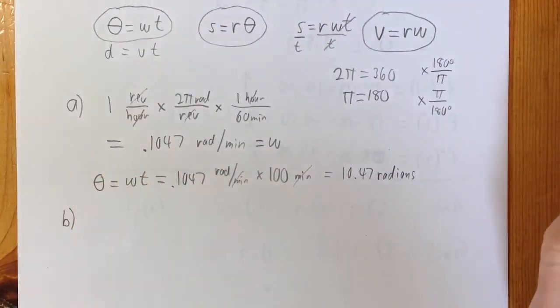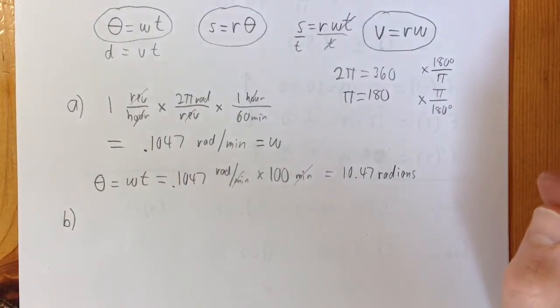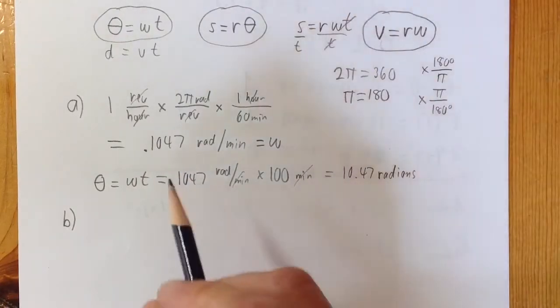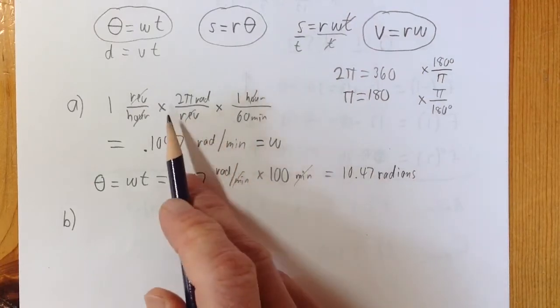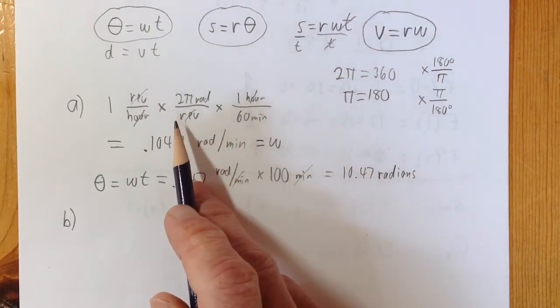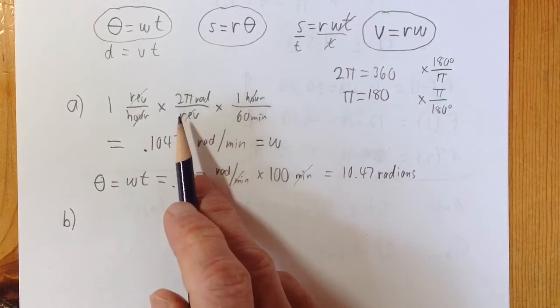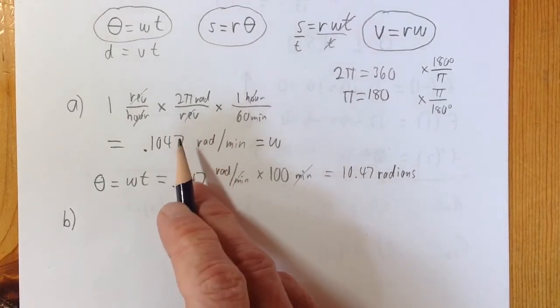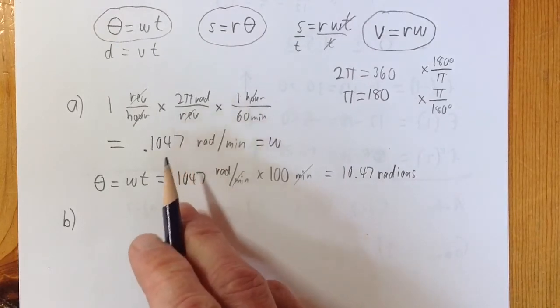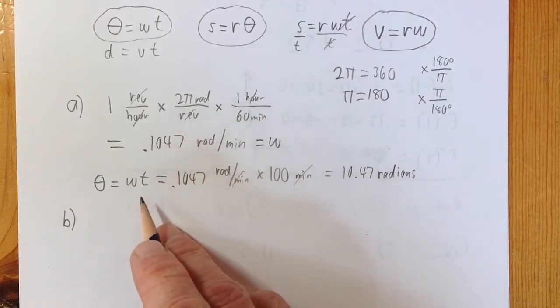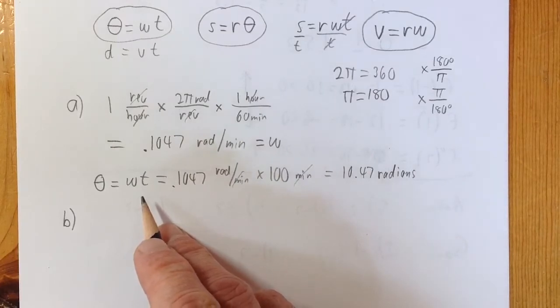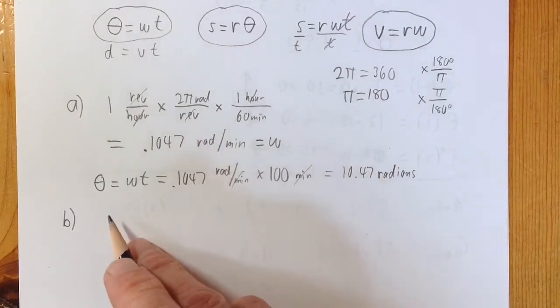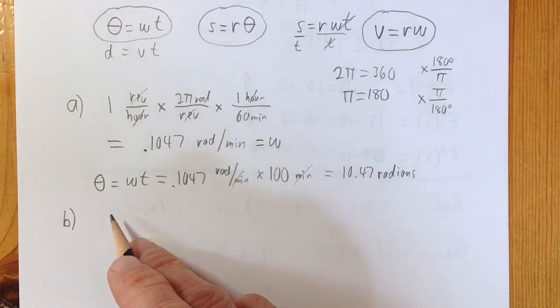Now part B. How long does it take the restaurant to rotate through 4 radians? Okay, so let's think about it. It goes 2 pi radians in an hour, 1 circle per hour, which is 2 pi radians. Pi is about 3.14, so 6.28 radians per hour. So we want to know how long it takes to go 4 radians. So a little less than an hour, right? It takes an hour to go 6.28. We want to know how long it takes to go 4. Okay. So we want time.